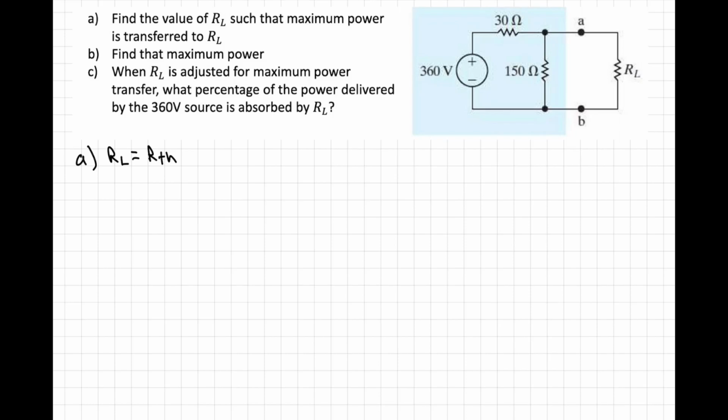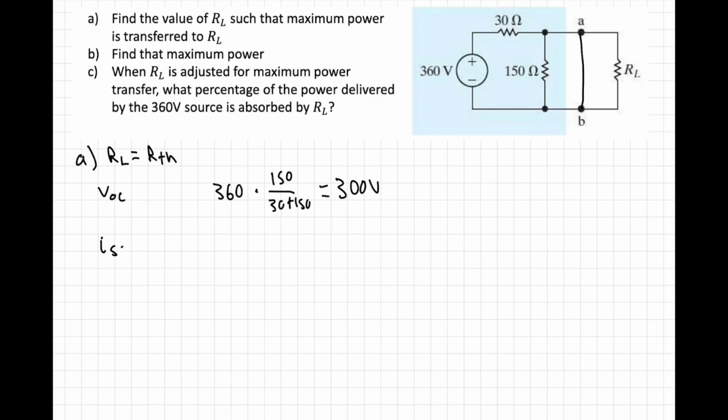To do this, we first need to find the voltage of open circuit. So across these terminals, what's this open circuit voltage? And we can do that pretty easily using a voltage divider. So we do 360 going in multiplied by the resistor of interest, which is 150, divided by 30 plus 150. Let me plug that into the calculator real quick: 360 times 150 over 180 is equal to 300 volts. And then let's go ahead and calculate the short circuit current.